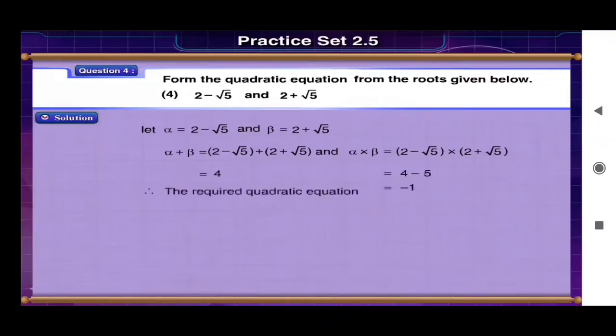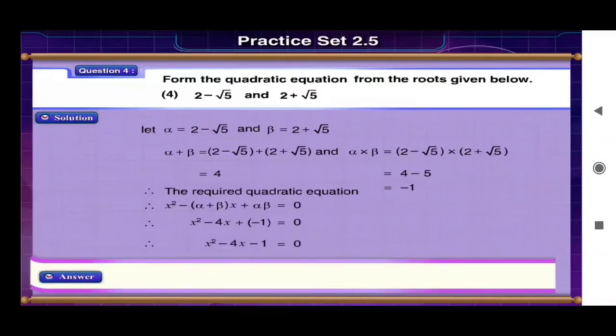Therefore, the required quadratic equation is x square minus (alpha plus beta) into x plus alpha beta is equal to 0. Therefore, x square minus 4x plus (-1) is equal to 0. Therefore, x square minus 4x minus 1 is equal to 0. So the answer is, the required quadratic equation is x square minus 4x minus 1 is equal to 0.